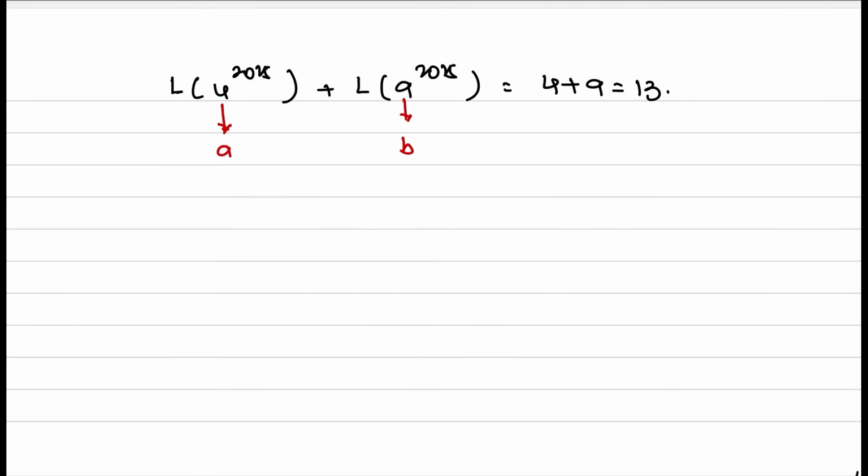Now, what are we required to find? A square plus B square is equal to how much? That is 4 square plus 9 square, 16 plus 81, that is equal to 97. This is the answer.